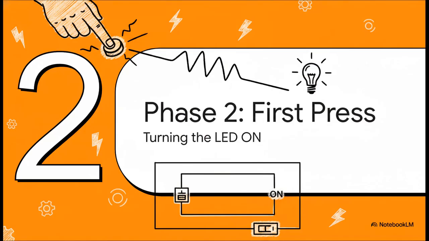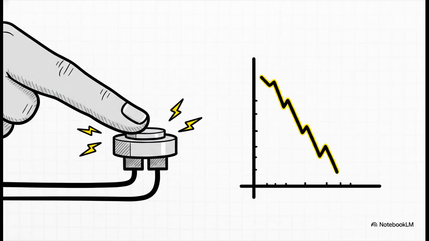Which brings us to phase 2, the first button press and the actual process of turning the light on. When you finally push and hold down the button, you physically bridge a gap. Completing that circuit to ground forces a massive, instantaneous drop in voltage. Pin 2 plummets from a high 5 volts all the way down to absolute 0, a low state. The trap has been sprung, and the Arduino registers the drop.